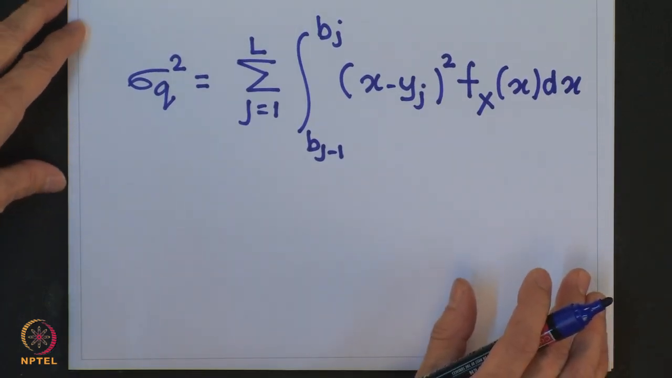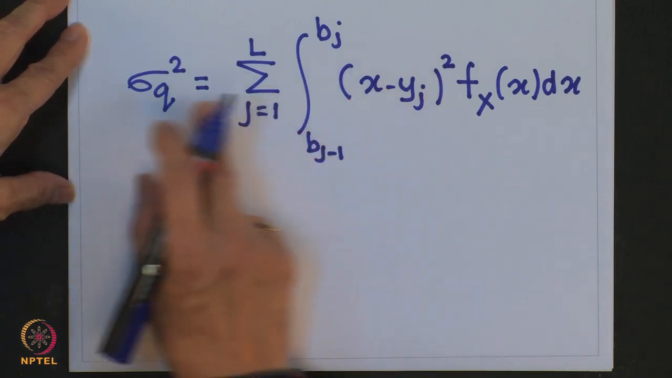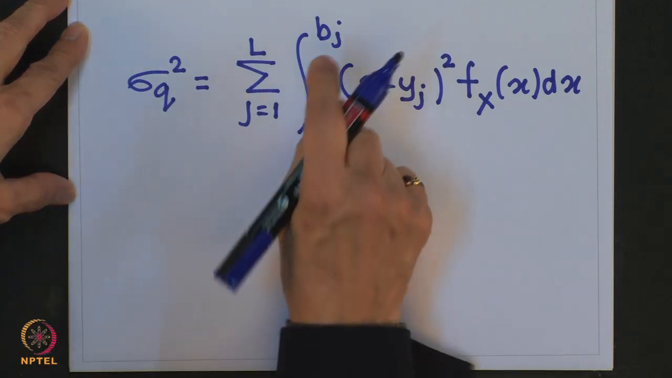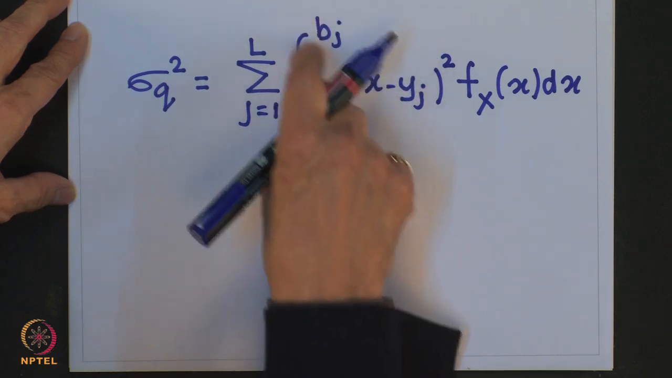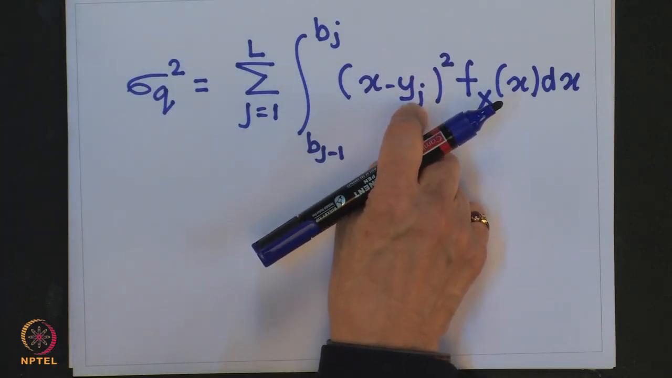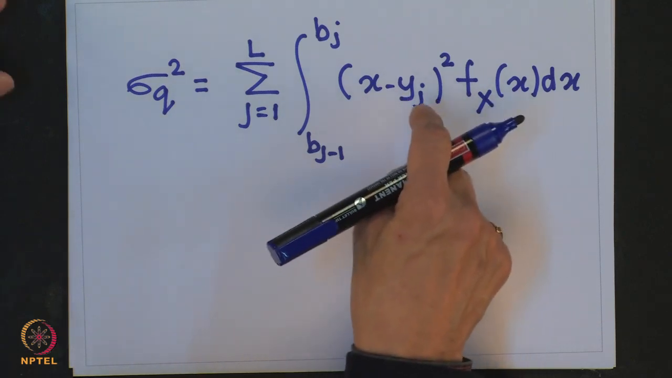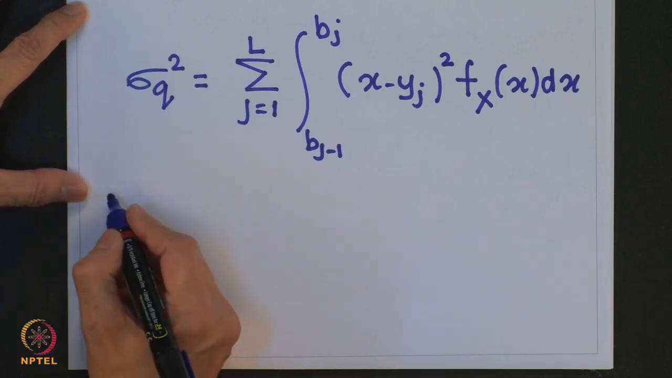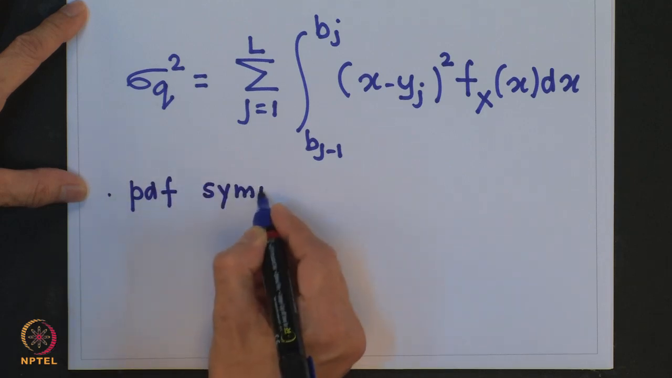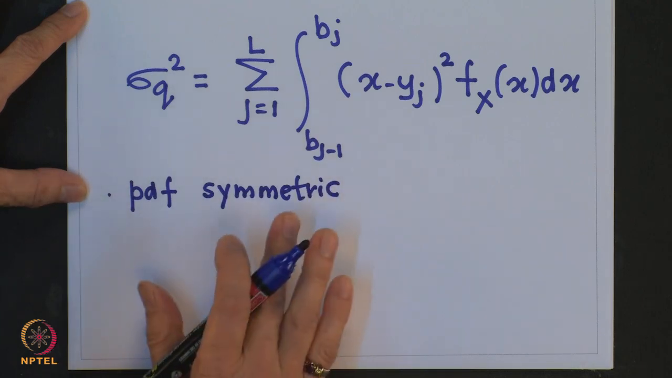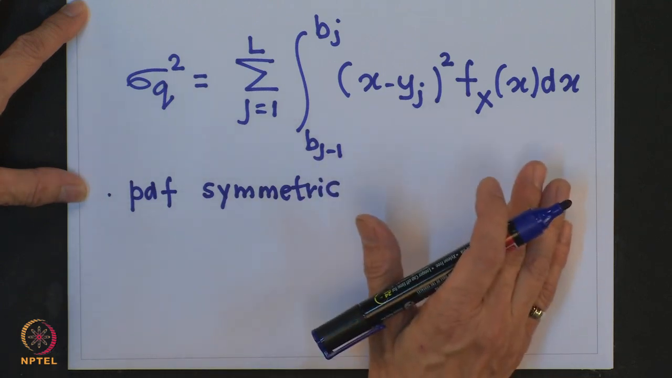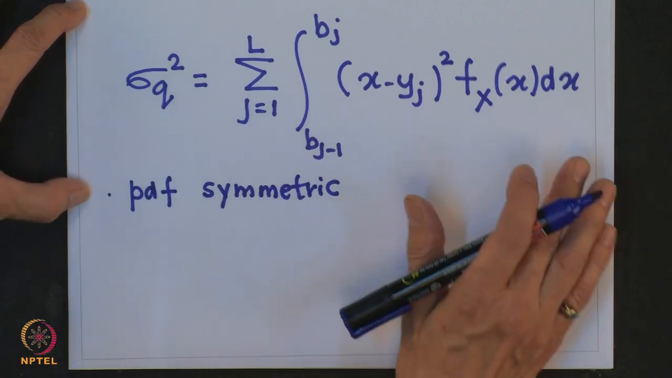Now, we have to find an expression for this variance in terms of delta. So, what we have to do is replace these decision boundaries bj and the reconstruction levels yj as a function of delta. And it is not very difficult to do that, I will show you. We will assume one more thing, we will assume that our PDF is symmetric. So, what this implies is that the computation of the mean square quantization errors for positive values of x and for negative values of x will be identical, correct?